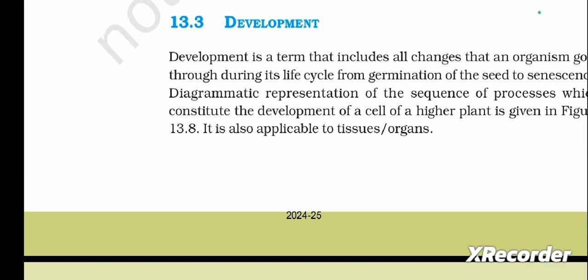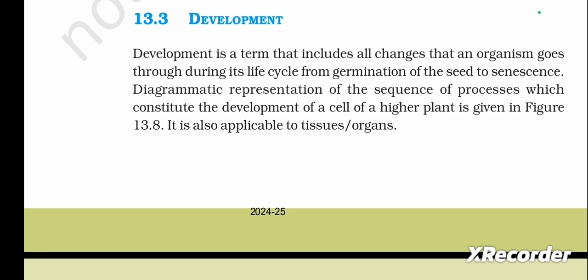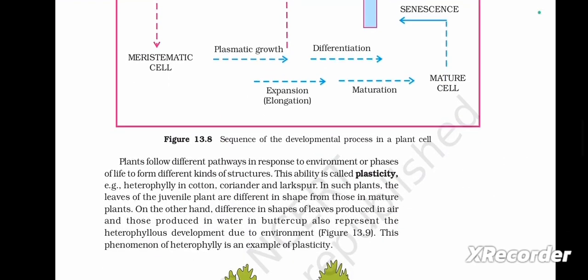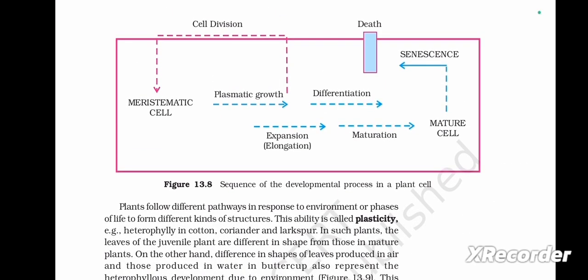Next is 13.3, development. Development is a term that includes all changes that an organism goes through during its life cycle from germination of the seed to senescence. Diagrammatic representation of the sequence of processes which continue the development of a cell of a higher plant is given in figure 13.8. It is also applicable to tissues or organs. So here we can see the diagrammatic representation. They have mentioned it as sequence of the developmental process in a plant cell. You can check it out in figure 13.8.